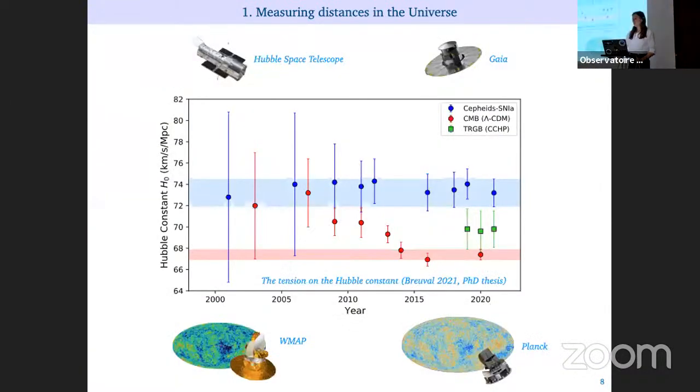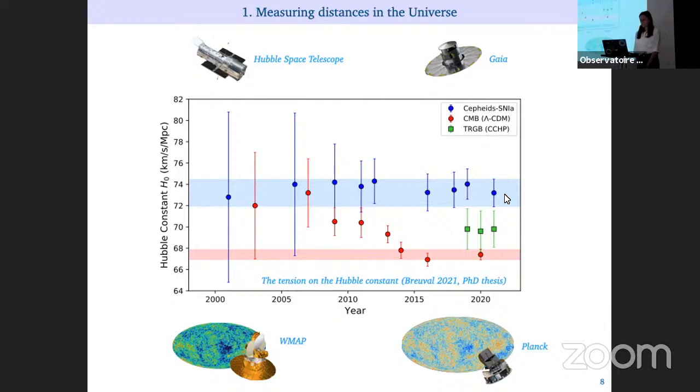Today, the value of the Hubble constant is widely debated. This plot represents its value over the last 20 years. First, the blue measurements are from the Cepheids supernova method that I just described. At first it was around 72, and it has always stayed quite constant over time. And now we have a very precise measurement from the SHOES team, about 73.